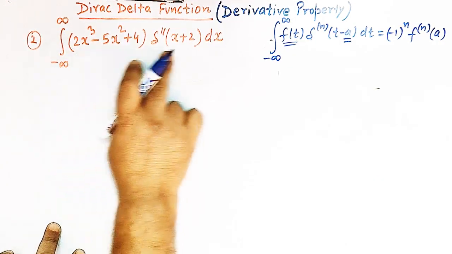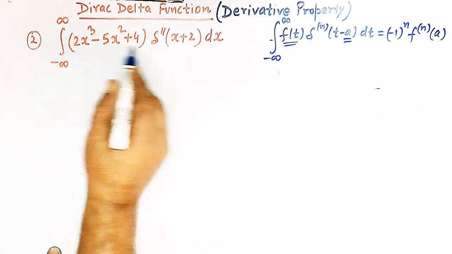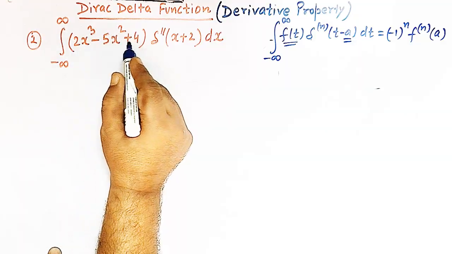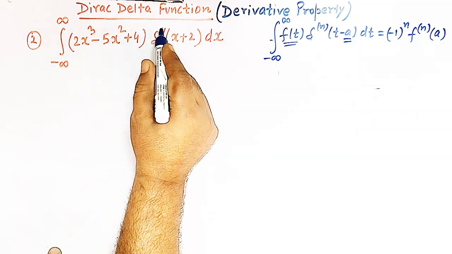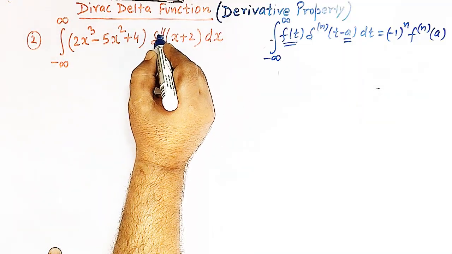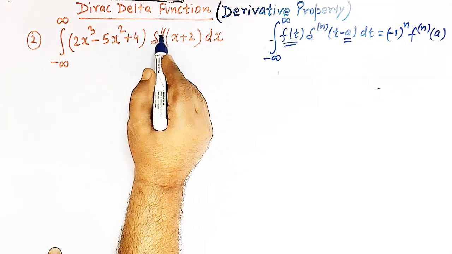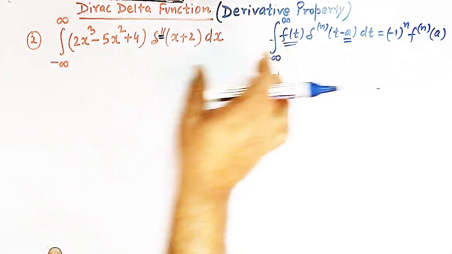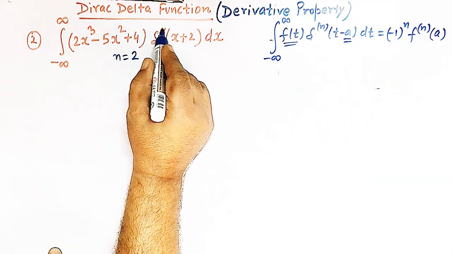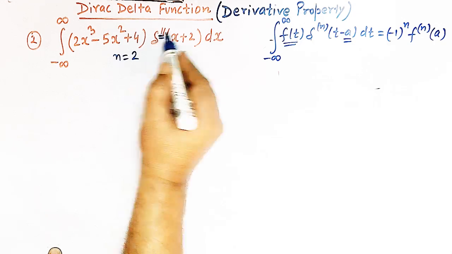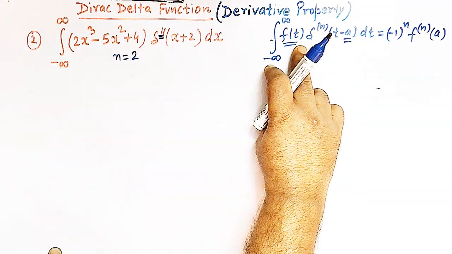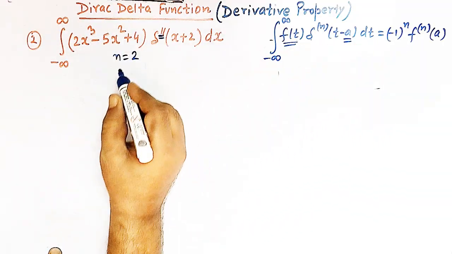Now consider this problem. Here we have to evaluate the integral from minus infinity to infinity of 2x cube minus 5x square plus 4, and here we have delta double prime of x plus 2, dx. Here we see that the second derivative of delta function is involved. If we compare this integral with the property, the value of n is equal to 2, because the second order derivative is involved. The variable here is x, whereas in the property it is t, and this is not going to make any difference.